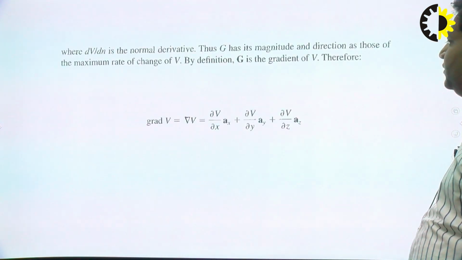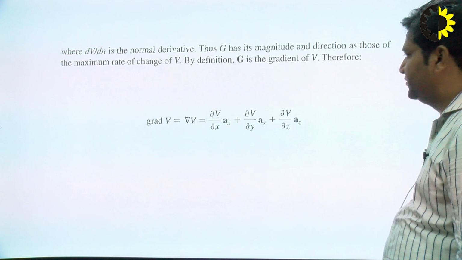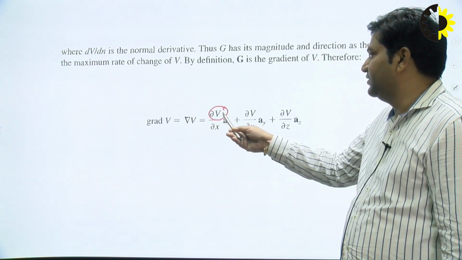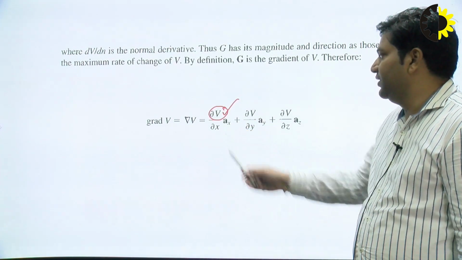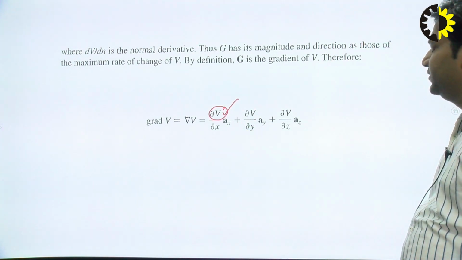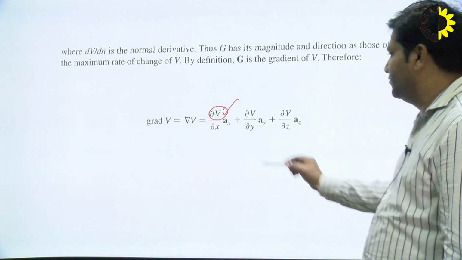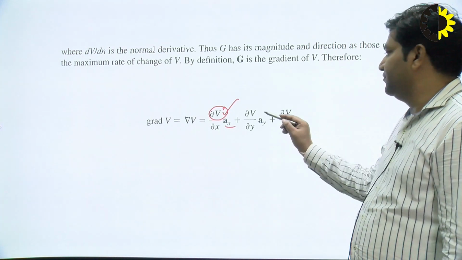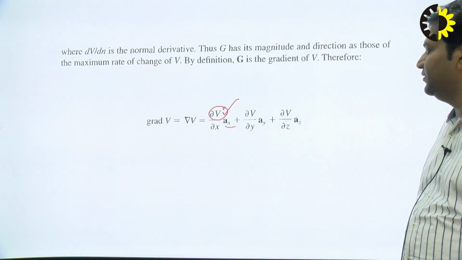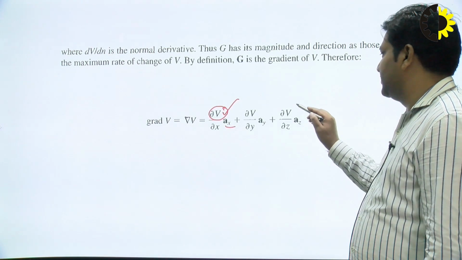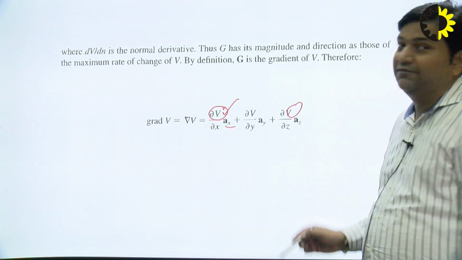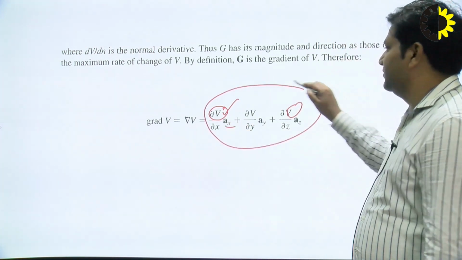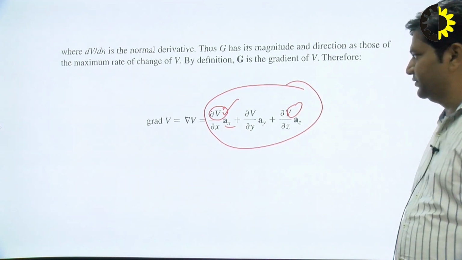Then how do we calculate the gradient in the Cartesian coordinate system? We easily calculate it: the scalar field V is differentiated with respect to x in the direction of Ax, with respect to y in the direction of Ay, and with respect to z in the direction of Az, and we add all these vectors, which represents the gradient.